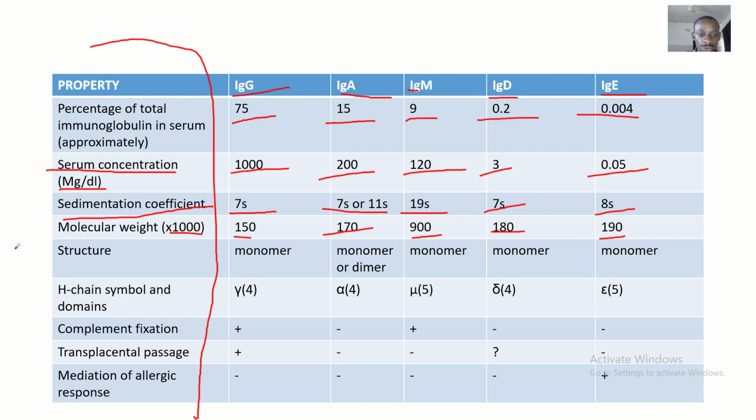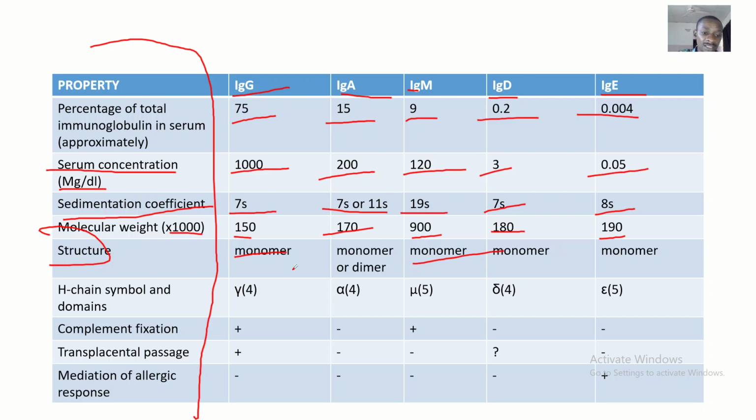Then how about the structure? Immunoglobulin G is a monomer. Immunoglobulin A can be a monomer or dimer. Immunoglobulin M is a monomer. Immunoglobulin D is a monomer. Immunoglobulin E is still a monomer.